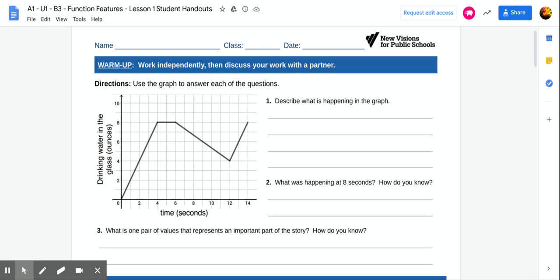Number 1, describe what is happening in the graph. Number 2, what is happening at 8 seconds? How do you know? Number 3, what is one pair of values that represents an important part of the story? How do you know?